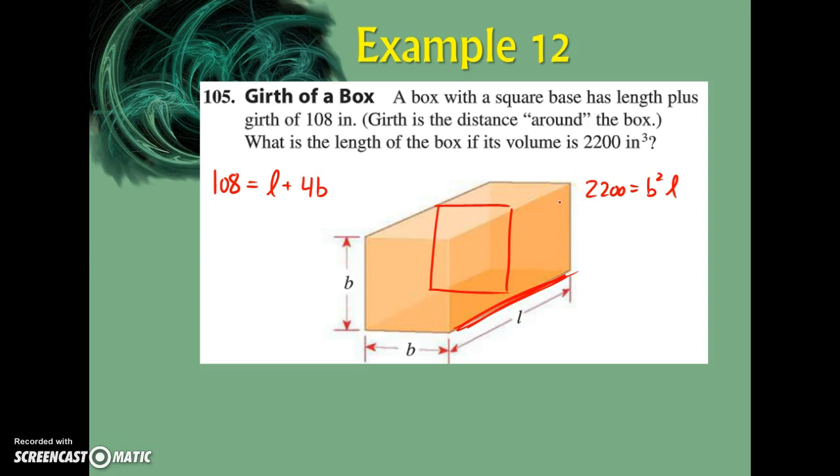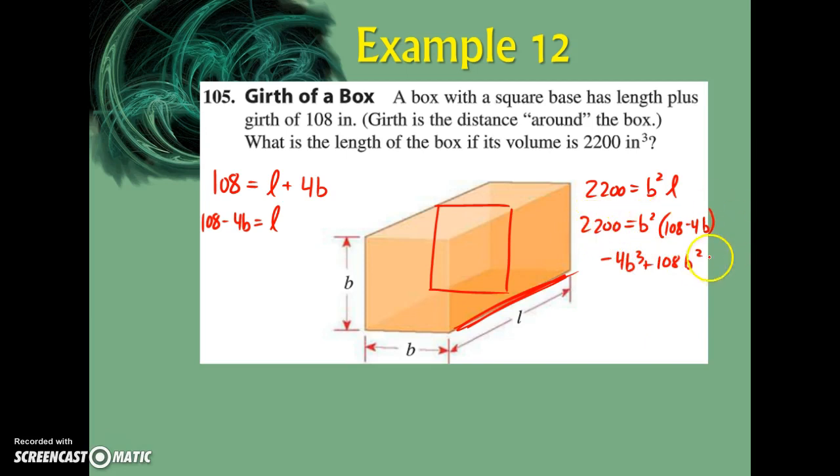I can pick either equation to solve for. It looks like this is pretty easy to solve for L. So I'm going to say L is 108 minus 4b. And then I can replace the L in this problem with that. So now I have a problem with just b's. If I distribute the b squared in, I'm going to get negative 4b squared, and then plus 108b squared. I'm sorry, that's b cubed.